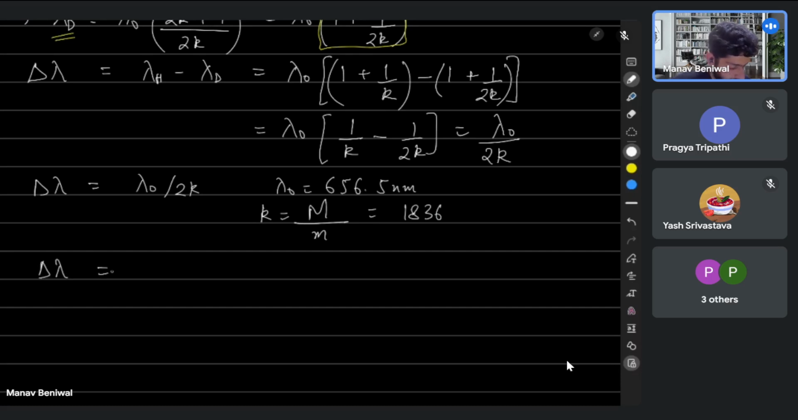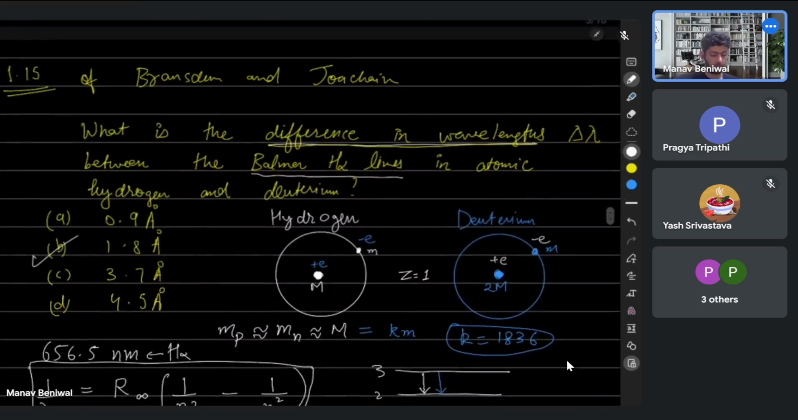So our delta lambda is then 656.5 divided by 2 times 1836 nanometers. If you solve this, you will get 0.18 nanometers roughly. And then if you convert it to angstroms, this will become 1.8 angstrom, which is your option B.